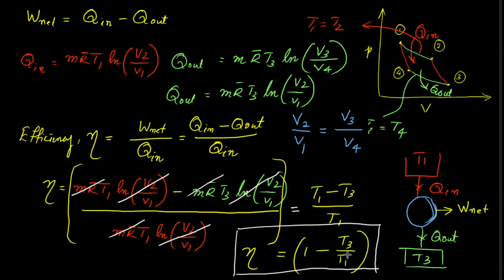So if the system is rejecting heat to 0 Kelvin, then 100% efficiency is possible, but 0 Kelvin is not theoretically possible. Usually heat engines working in the atmosphere will be rejecting heat to the atmosphere itself. So T3 will usually be the atmospheric temperature. T1 is usually the source temperature from which it is getting the heat. So always the efficiency will be less than 100%. So that's about this lecture.